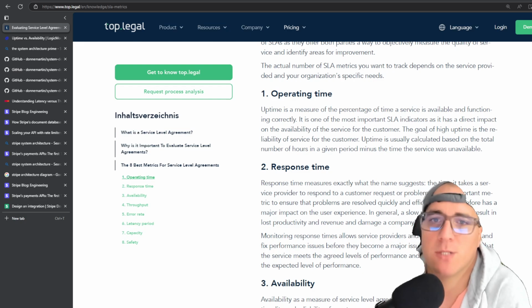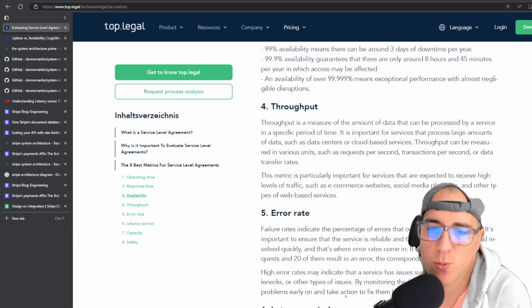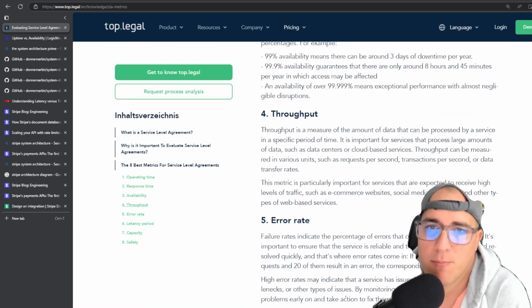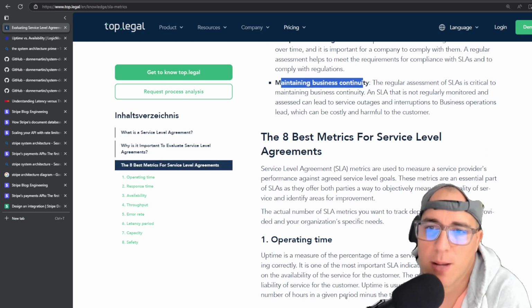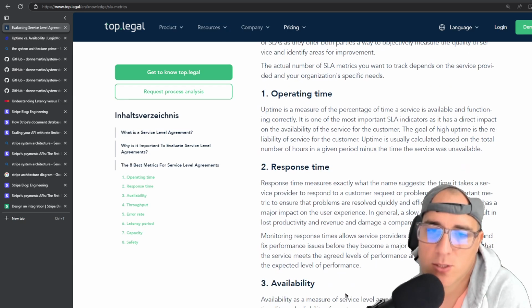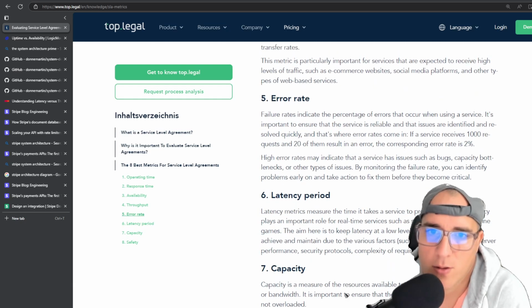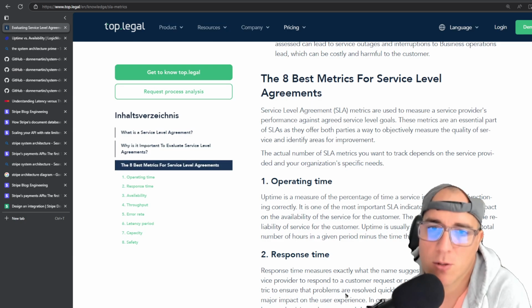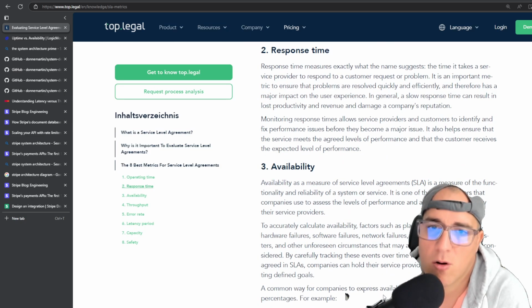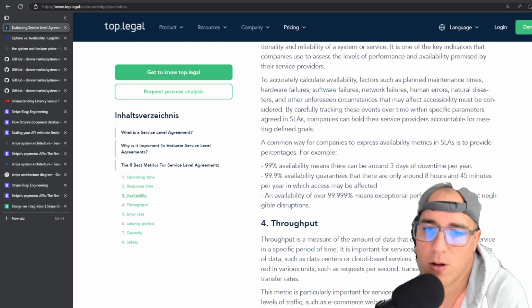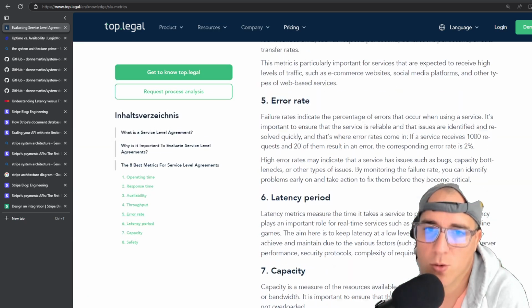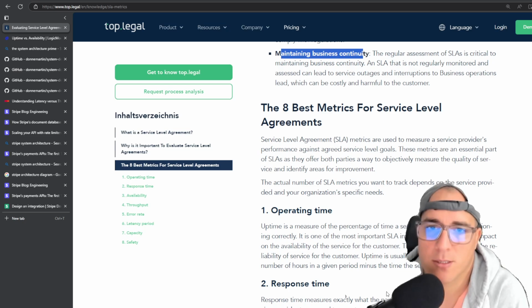Operating time. Uptime is a measure. I think, to be honest with you, I believe that these 8 metrics should be really considered and measured by any company. And I believe that's why they put these 8. Maybe some companies put some emphasis on availability, or on throughput, or on latency issues, depending on the actual service you are giving to the public or to the customers, to the clients. But I believe these are very important without excluding any of them. So let's read about them a little bit.